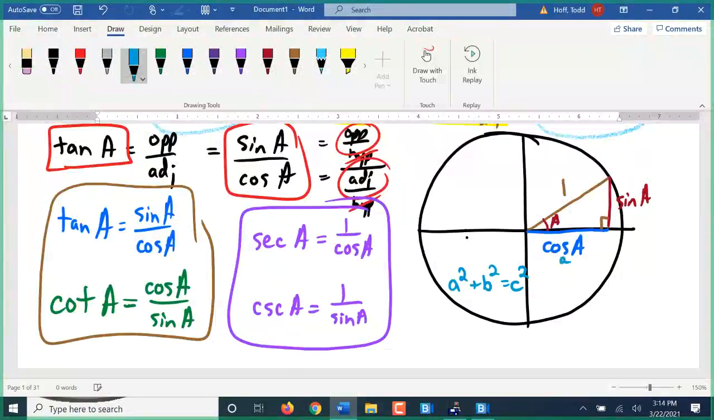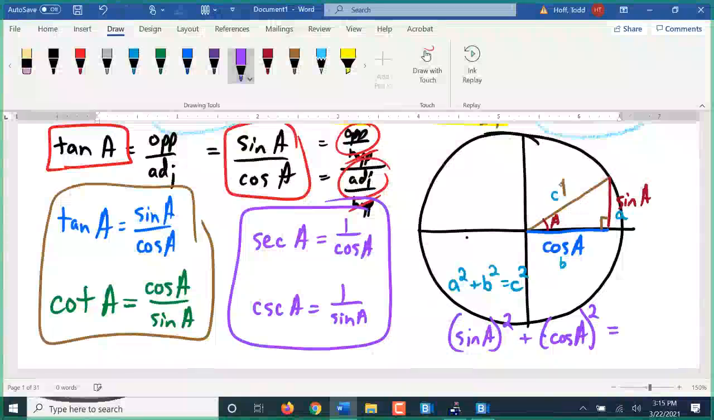Well, the legs here are the sine, leg A, the cosine, leg B, and of course 1 is the hypotenuse. So A squared is really sine squared, plus B squared is really cosine squared of the angle, equals the hypotenuse squared, which is 1 squared. What's 1 squared? 1. There we go.